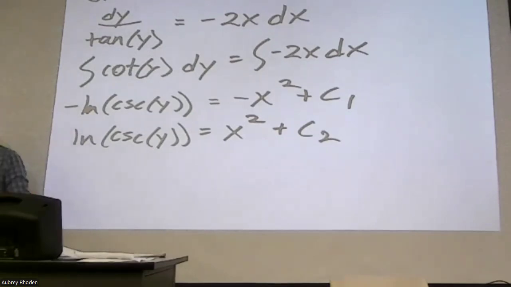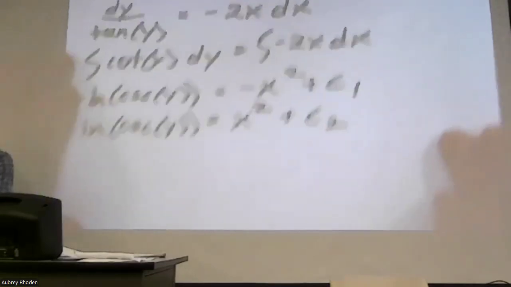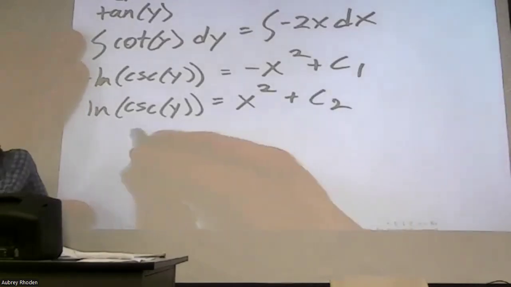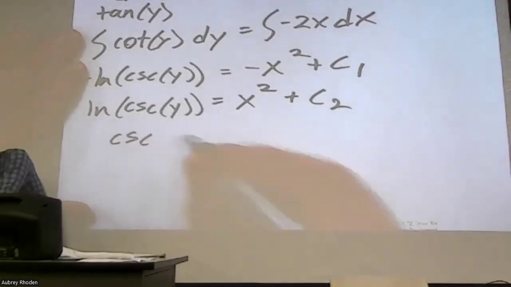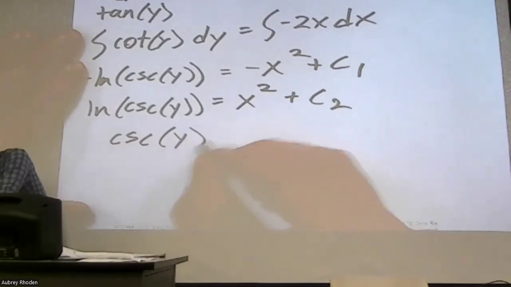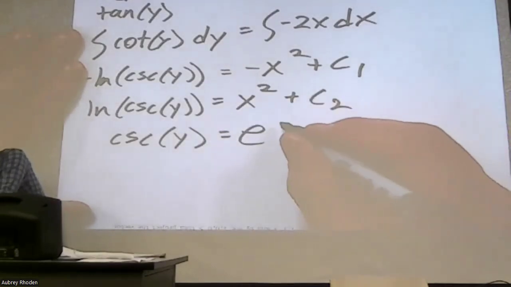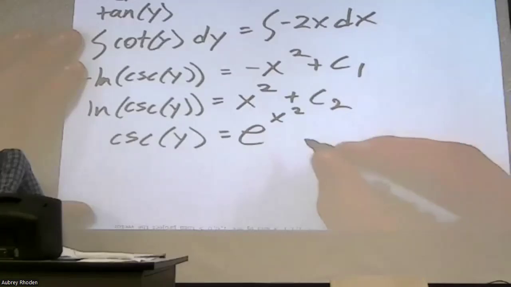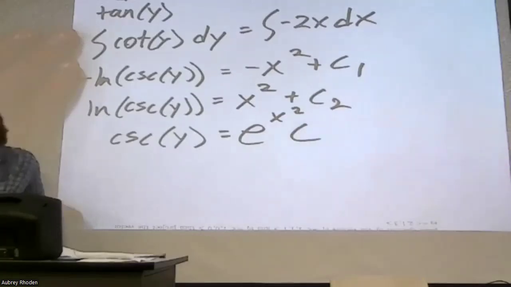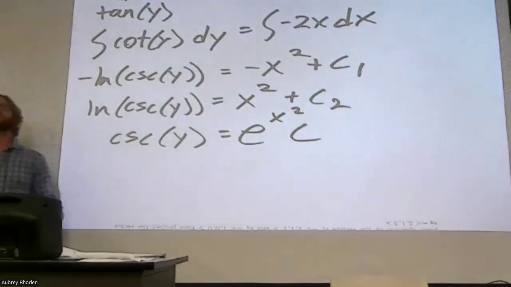Okay, then we could raise both sides above e. And that would give us that cosecant of y is going to equal e to the x squared times c, because remember, e to the c2 is just going to give us the c.